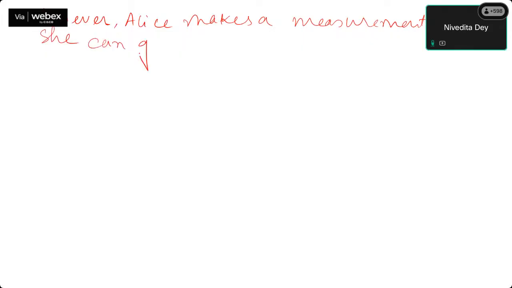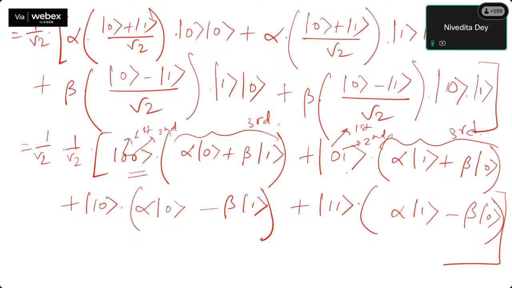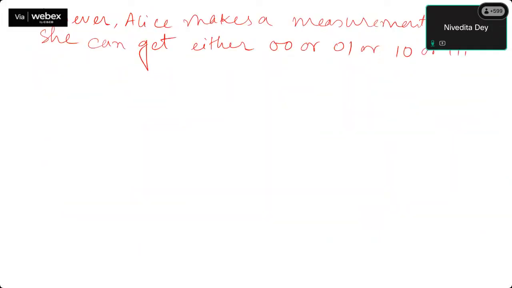Now that means whenever Alice makes a measurement, she can get what? Anything out of the first two qubits. So she can get either 00 or 01 or 10 or 11. From where are we getting it? From this thing. Either these two or these two or this one or this one.